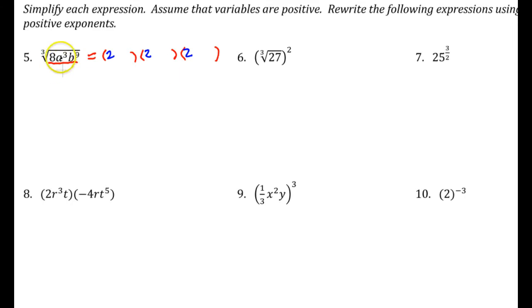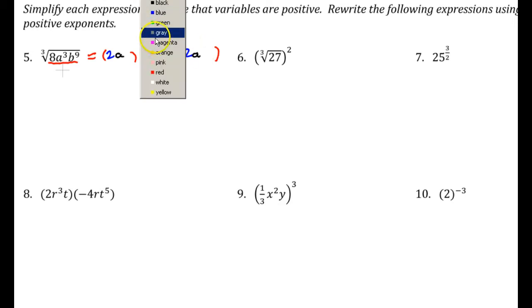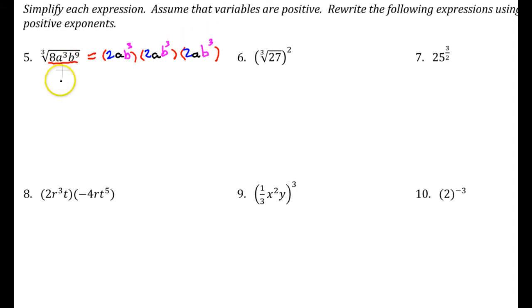And what times itself 3 times is a to the third? That would just be a times a times a. And what times itself 3 times is b to the ninth? You'll get b to the third, b to the third, b to the third. Those add up to 9: 3 plus 3 plus 3. So the cube root of this would equal 2ab to the third.